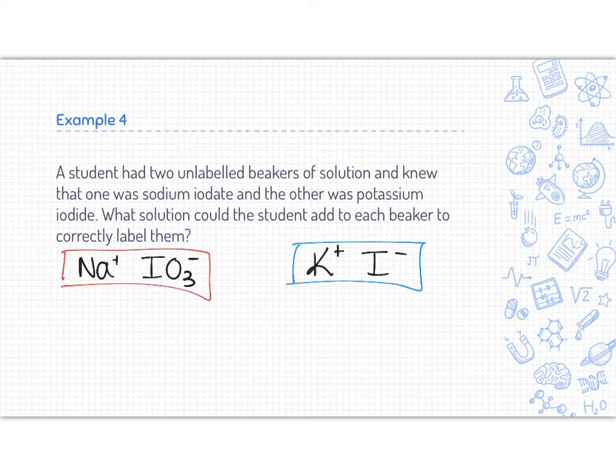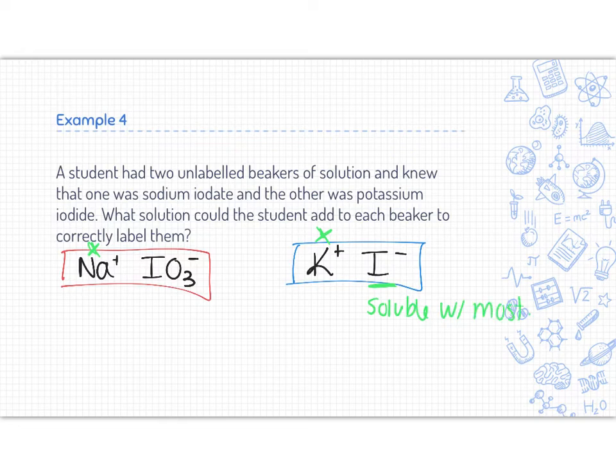Because I have some experience, I know and remember from our quick little solubility table that sodium does not precipitate with anything and potassium does not precipitate with anything. So I'm going to add a solution that makes a precipitate with one of these ions, but not both. Looking at my solubility table, I find that iodide, I minus, precipitates with very little. It precipitates with copper, silver, mercury, and lead too, but it is soluble with most.